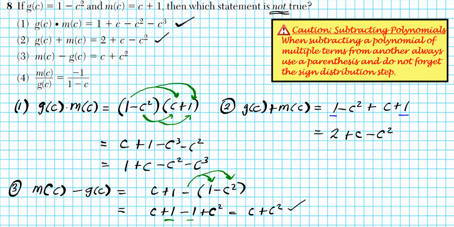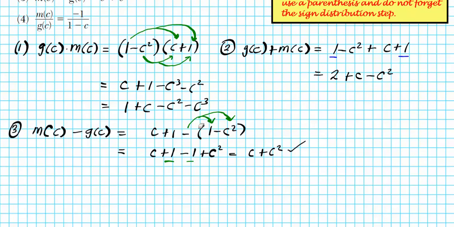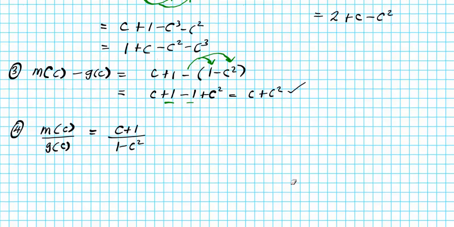Now the last one is option 4. Option 4 is the quotient of two functions. So we're looking at m of c divided by g of c. So m of c is c plus 1. And g of c is 1 minus c squared. All right, if you look at the denominator, that's a difference of squares. We talked about that earlier.